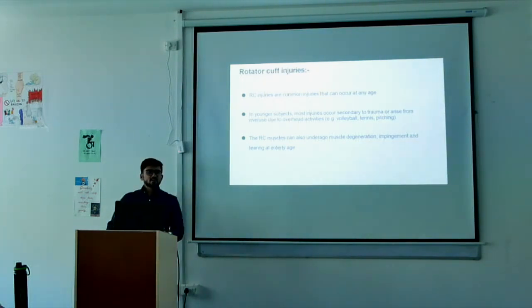Let's discuss rotator cuff injuries. They are common and can occur at any age. In younger subjects, most injuries occur secondary to trauma or arise from overuse in overhead activities such as sports, volleyball, tennis, or pitching of balls. The rotator cuff muscles can also undergo muscle degeneration, impingement and tear, which usually occur at an elderly age.